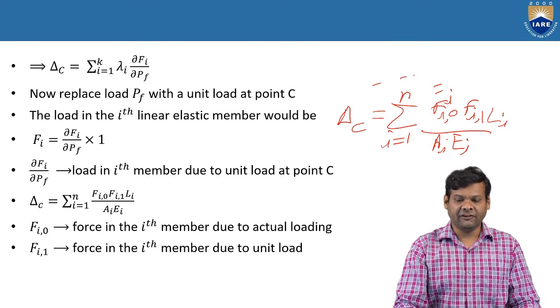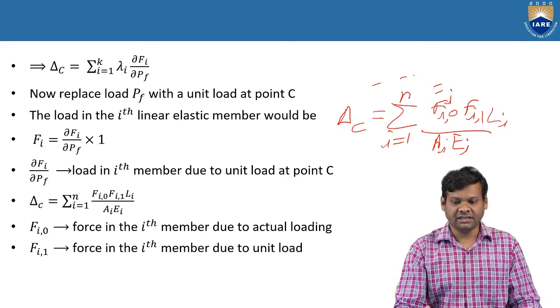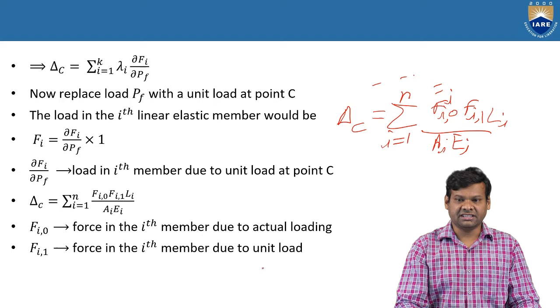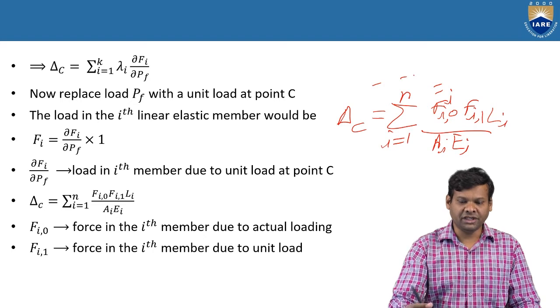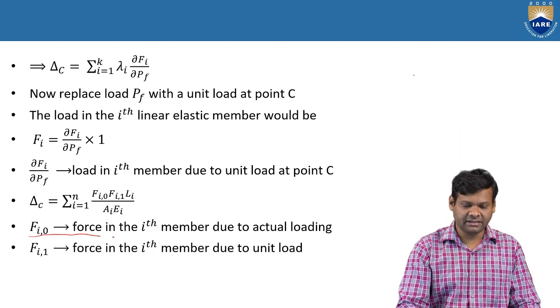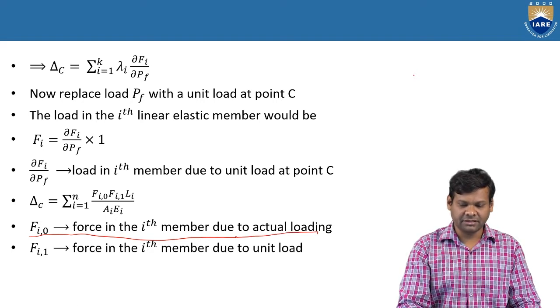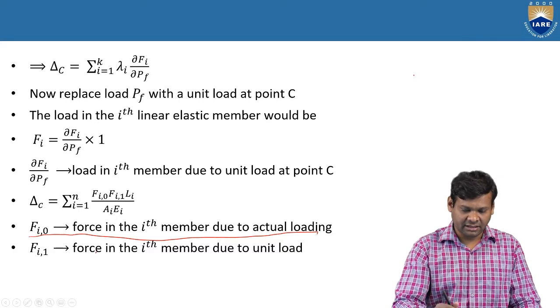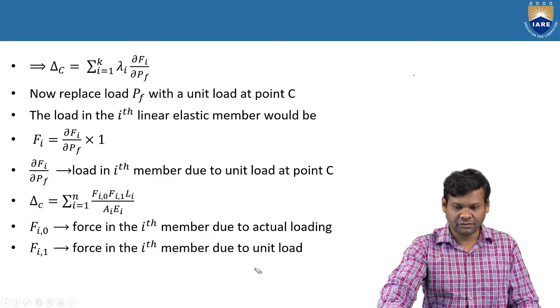This is the deflection formula for the unit load method. Here Fi,0 corresponds to the loads existing in the structure and Fi,1 is the load because of the unit load. Now it has been clearly written: Fi,0 is the force in the ith member due to actual loading. Fi,1 is the force in the ith member due to the unit load.